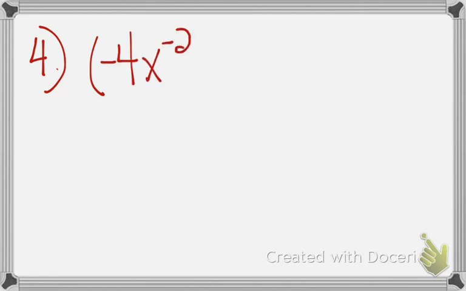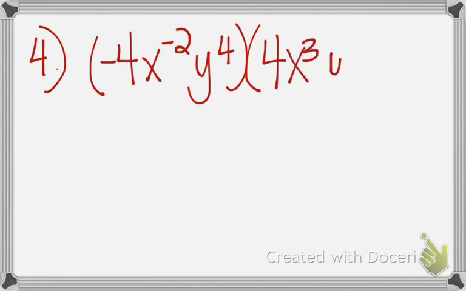All right, for number 4, wow, you guys really struggled on number 4. We've got negative 4, x to the negative 2nd, y to the 4th, times the quantity of 4x to the 3rd, y to the 2nd. I don't know how, but somehow some of you guys ended up with a polynomial with multiple terms with addition and subtraction in your final answer.